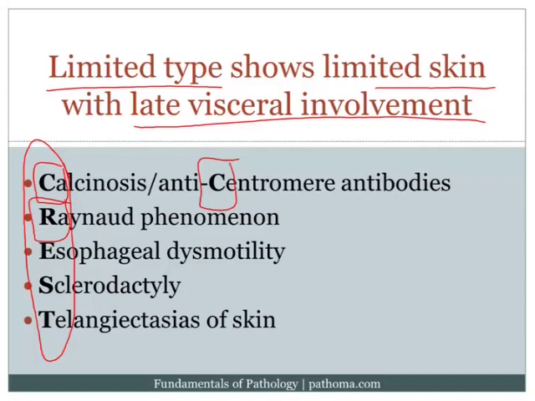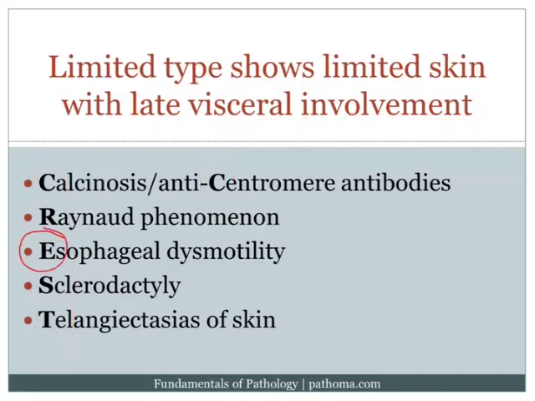This is one of the earliest signs that is seen in the limited type of systemic sclerosis. It's often seen years before any other symptoms or signs develop. But remember that Raynaud phenomenon can also be seen in lupus patients. It can also be seen in normal patients, and so it's not specific for the disorder. The E in the CREST stands for esophageal dysmotility.